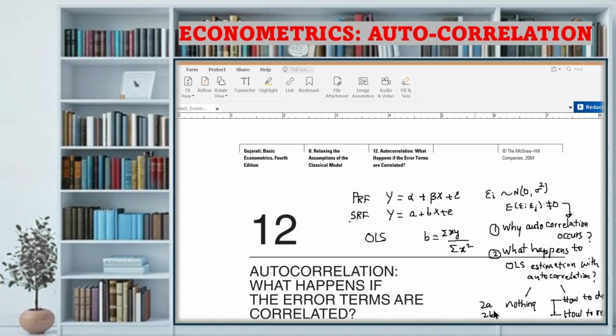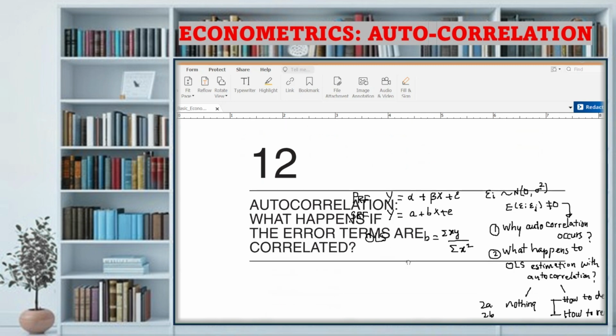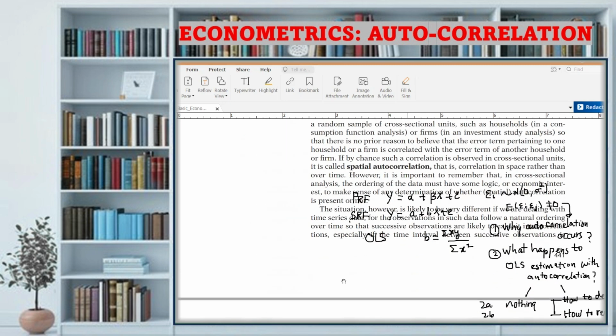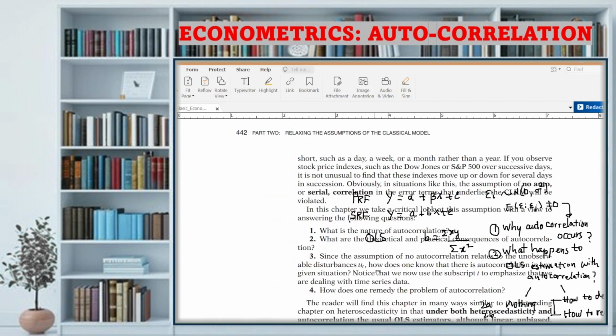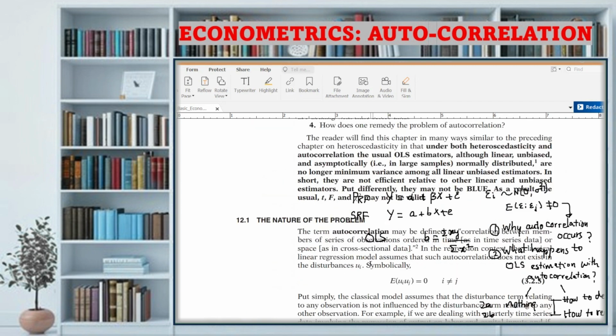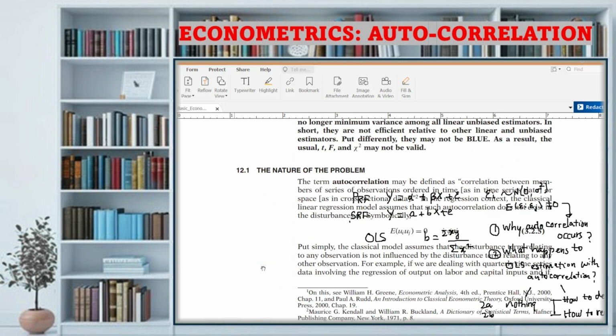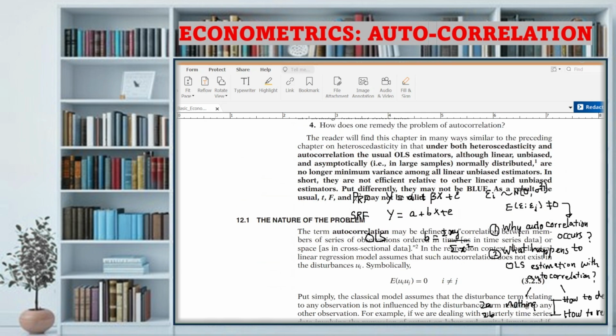Remember, these are the fundamental questions we are trying to solve. On the question of autocorrelation, why it occurs, if we want to deal with it, the answer is very simple. We go down and we have 12.1. Remember, 12.1 is a section which says nature of the problem, why the problem occurs.